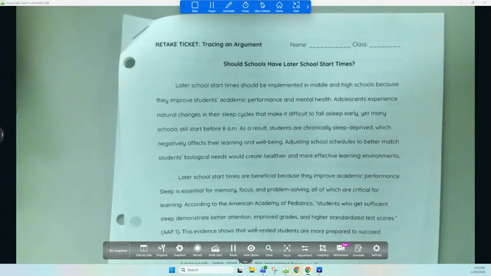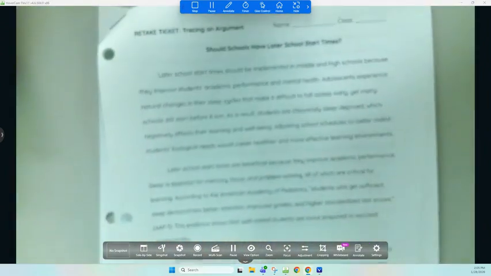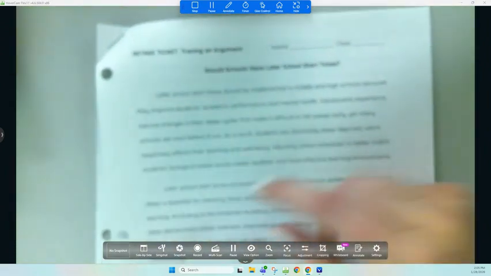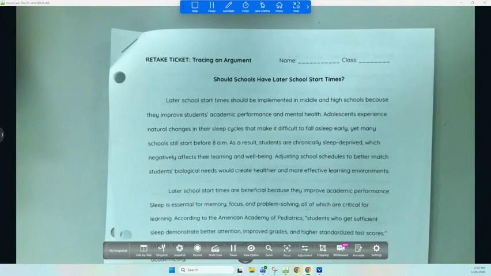All right, we are going to be talking about tracing an argument and just kind of going over how to do that. And first, before you start this video, make sure you have this packet. The top should say, retake ticket, tracing an argument.